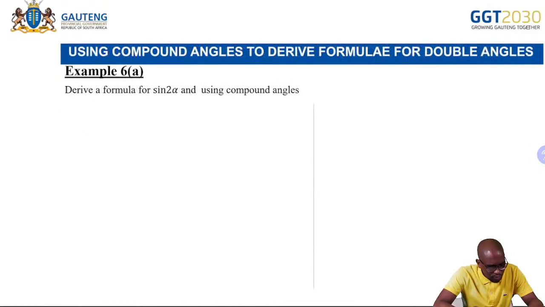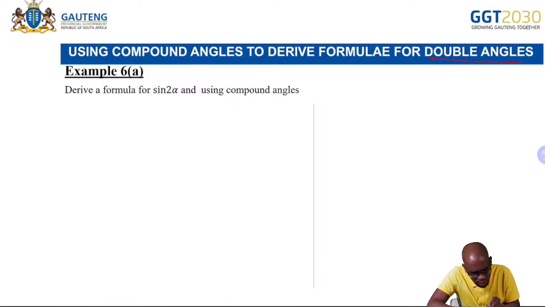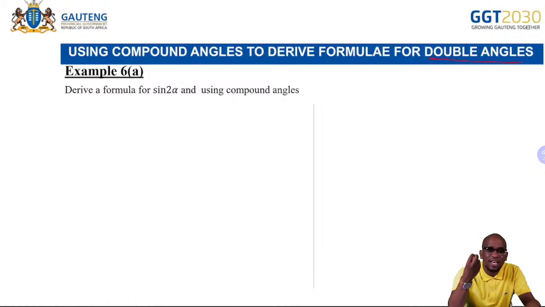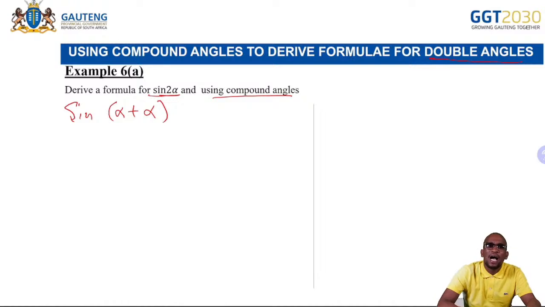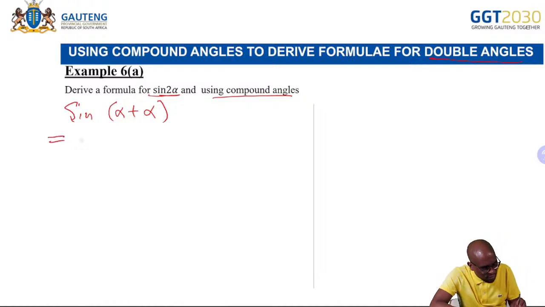Right. Now we want to get into the double angles. We want to get into the double angles, but to get there, we want to use our existing knowledge of compound angles. Now, derive the formula for the sine of 2 alpha using compound angles. So we're going to express 2 alpha as compound angle, alpha plus alpha. And then from there, when we expand, this would be the sine of alpha, the cosine of alpha, plus the cosine of alpha, the sine of alpha.